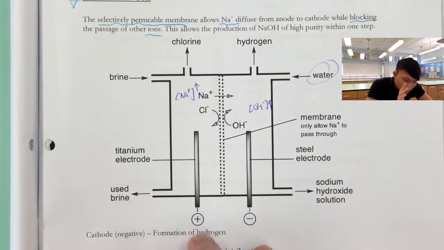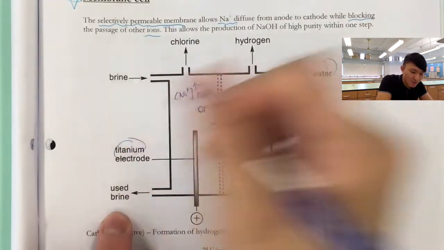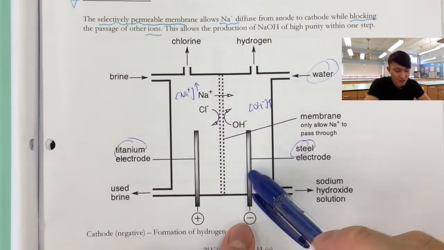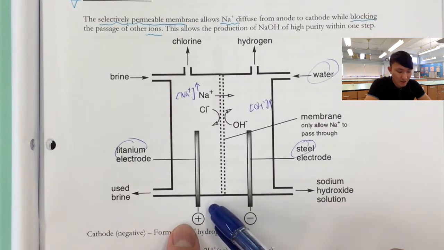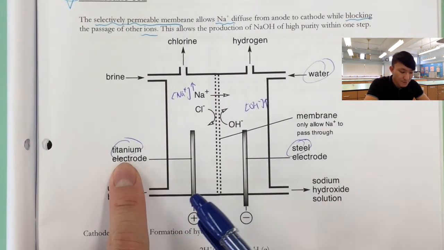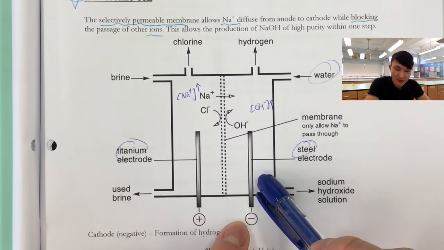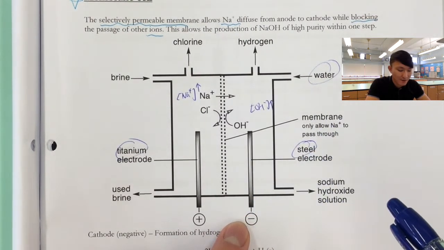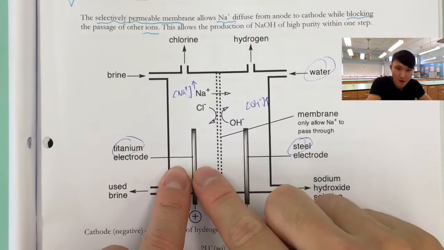Okay. Now, just one more thing, pay attention to the nature of the electrode. Notice that the electrode used on the positive electrode is titanium, whereas the electrode used for the negative electrode is steel. Okay? There is a reason why titanium is used on this compartment.